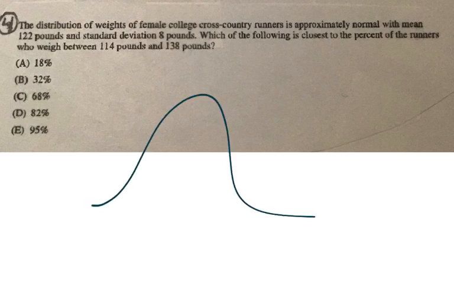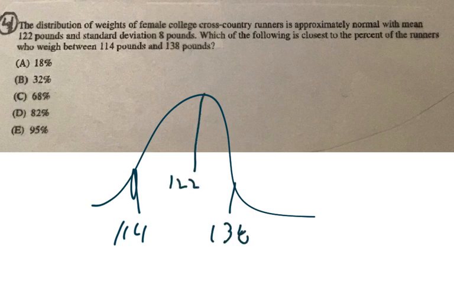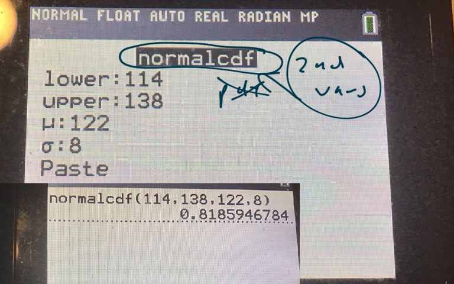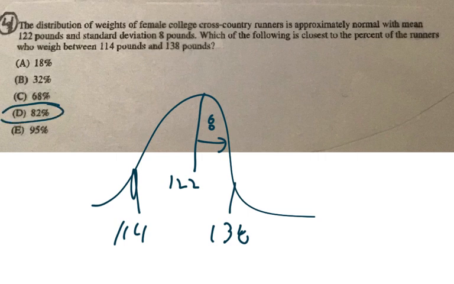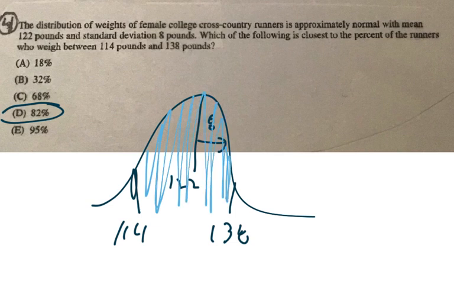Notice I would recommend always doing the sketch. We want to go from 114 to 138. We know our mean is 122, standard deviation 8, right? We put all that information in, and here is our answer. We know that 82% should fall between those two values of 114 and 138. By the way, guys, remember with any symmetric or normal curve, most of the data is going to be near the center, the mean. I mean, that's how it's designed. So be aware of that.